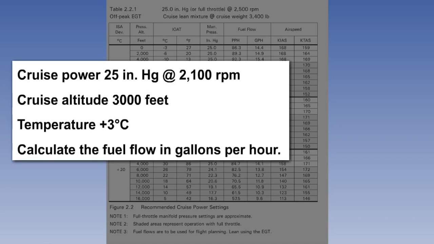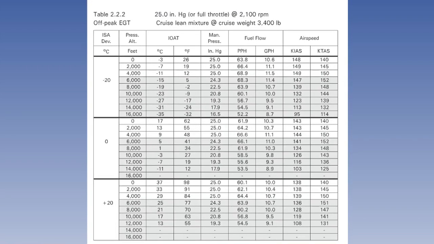Now select the appropriate table for the power setting of 25 inches at 2,100 rpm. You should have selected table 2.2.2 on page 5, which gives the data for 25 inches of mercury at 2,100 rpm. At a cruise altitude of 3,000 feet and a temperature of plus 3 Celsius, the ISA deviation is minus 6 degrees. As there is no need to interpolate, we can enter the table at the ISA deviation 0 block.